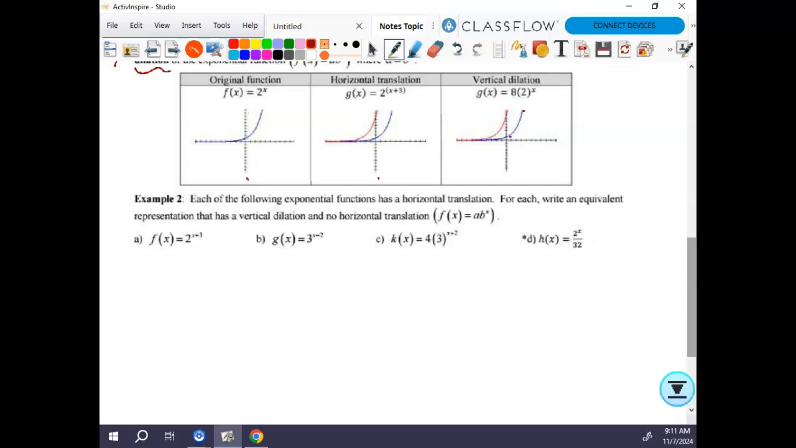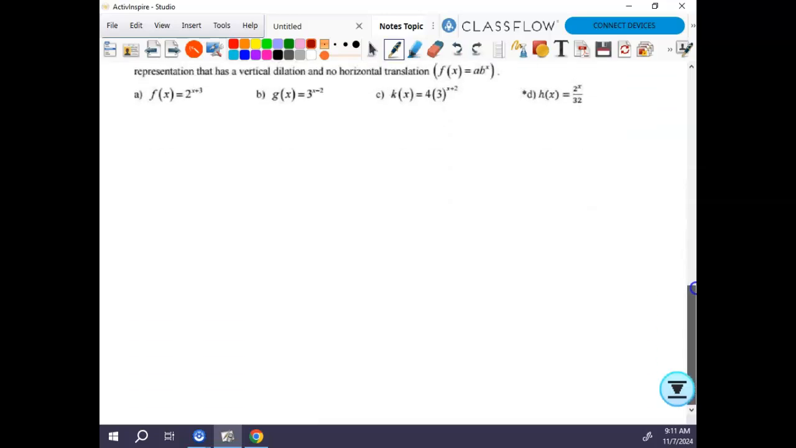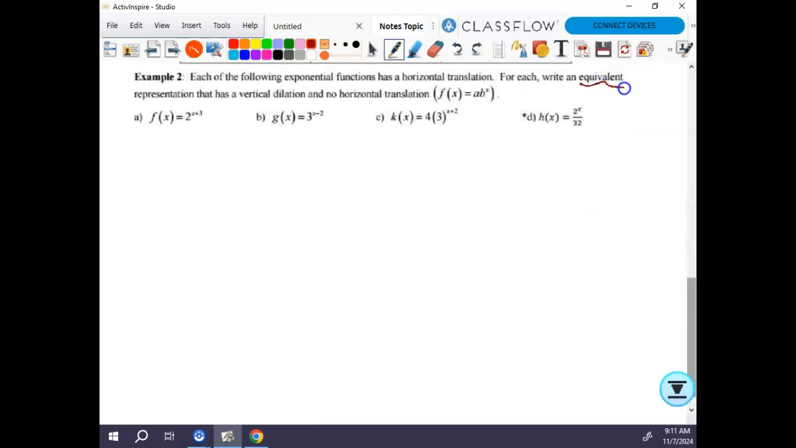All right, so here we are going to write an equivalent representation that has a vertical dilation and no horizontal translation. Okay, so I have f of x equals 2 to the x plus 3 power. So I know that I can rewrite that as 2 to the x times 2 to the third. Everybody okay with where all that came from?